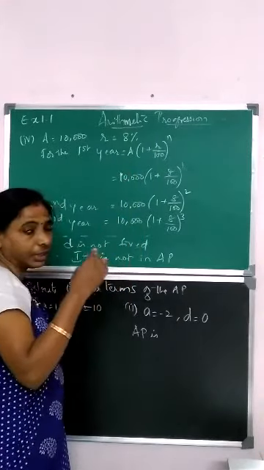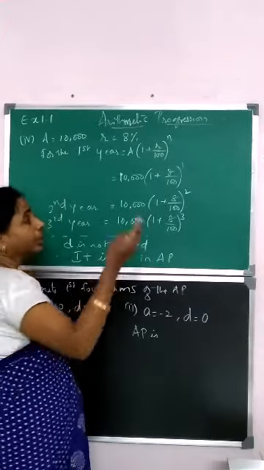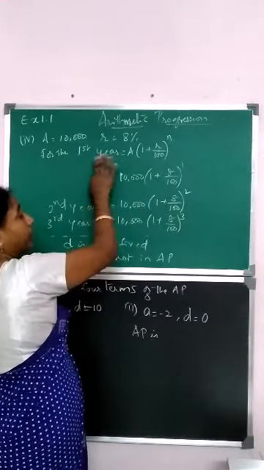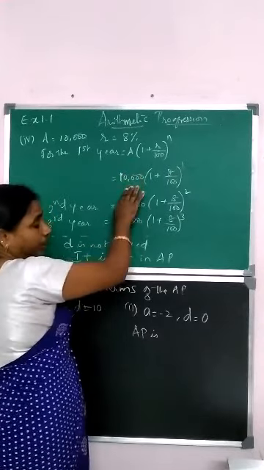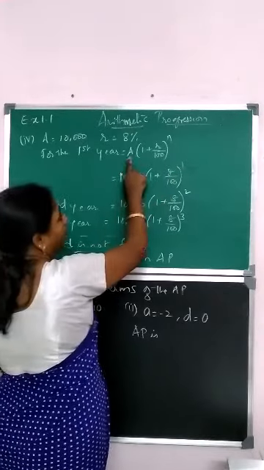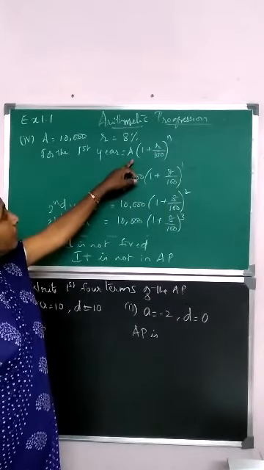Actually it is not like that. Interest can be calculated by A minus P. But here how to find out the interest first? That is A into bracket, along with the amount. Okay, A into bracket 1 plus r by 100 to the power n is the formula for the first year.